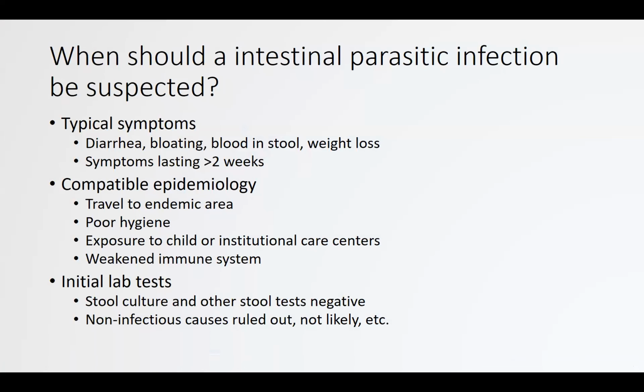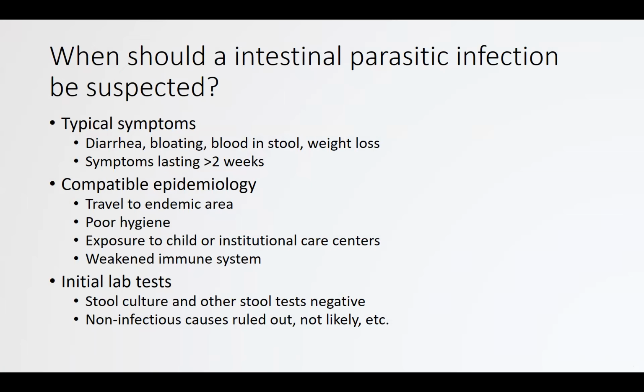So first of all, this is something that a physician is going to have to suspect. They're going to have to order a test specifically for parasites. So you have to think about, when do I look at a gastroenteritis and think that this might be a parasitic gastroenteritis? And here are some clues, and they are just clues. There's really nothing that stands out here as a dead giveaway. But typical symptoms: diarrhea, bloating, blood in stool, weight loss, symptoms often lasting 2 weeks or more.